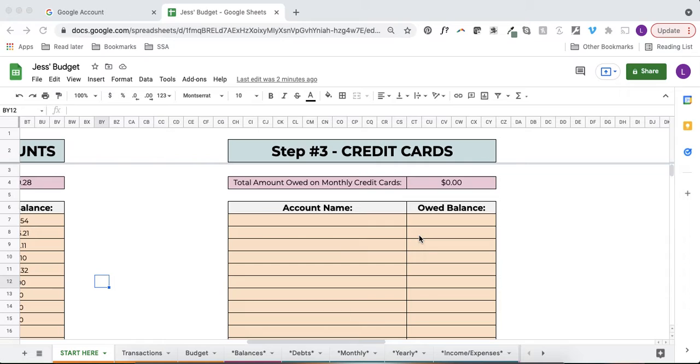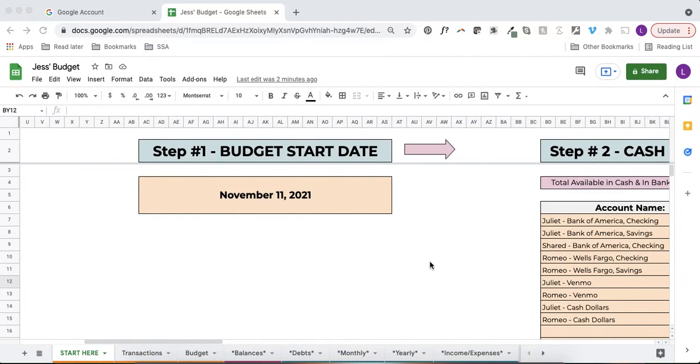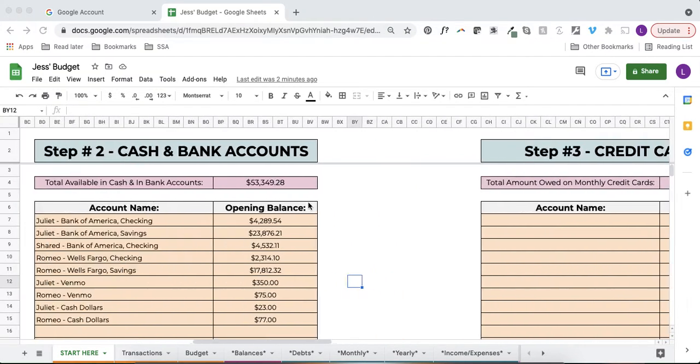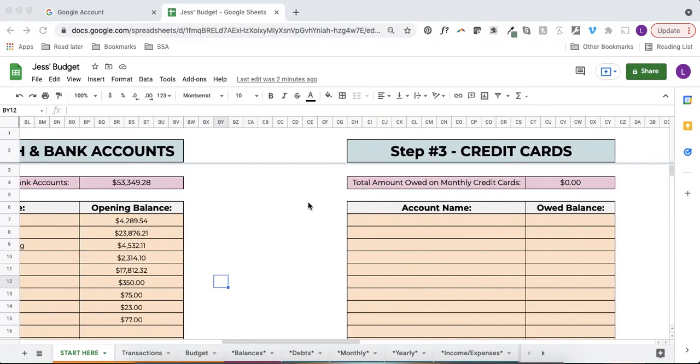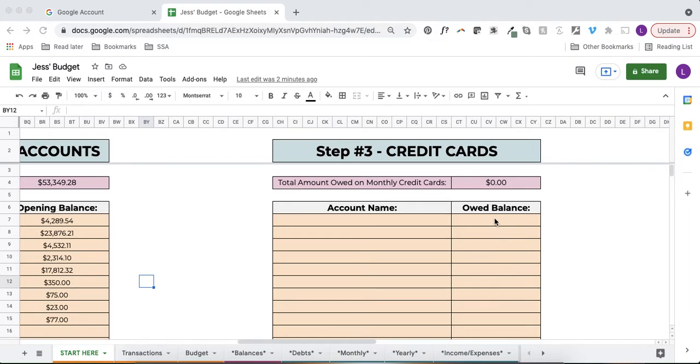The other important thing to remember is just like everything else on this sheet, the amounts that you're going to list here under this step number 3 credit cards have to be the amounts that exist on the exact date that you typed in on step number 1. Not a day before, not the day after, but on November 11th or whatever date you put here, that is the date in which you're going to type in the actual owed balance as of that date.